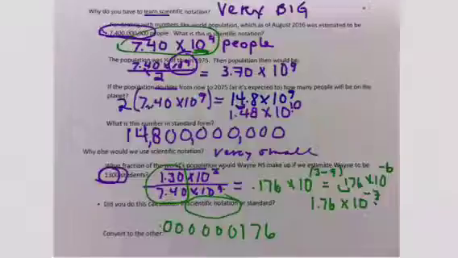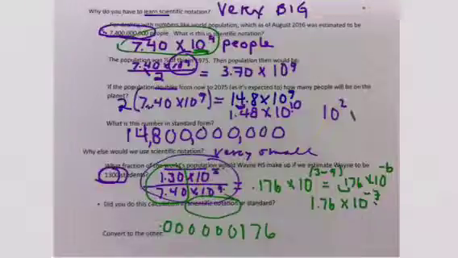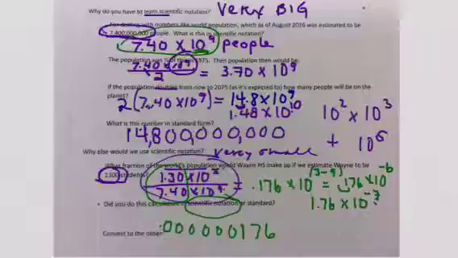Now, what would we do if we were multiplying two exponents? Like if we had 10 to the 2nd times 10 to the 3rd. Yep, you guessed it. We add them. So this would be 10 to the 5th. And so that's how we would do that.